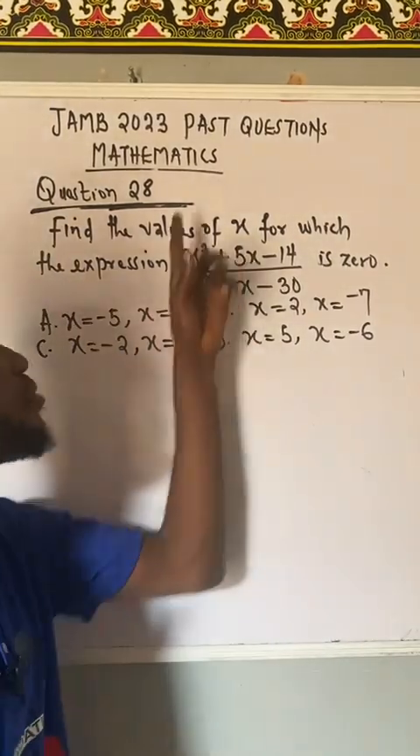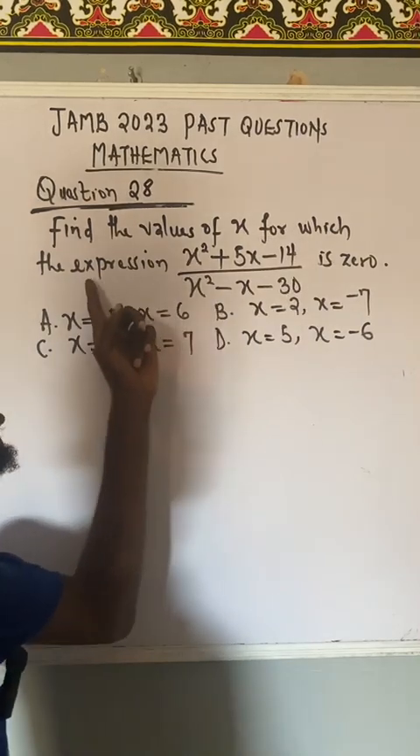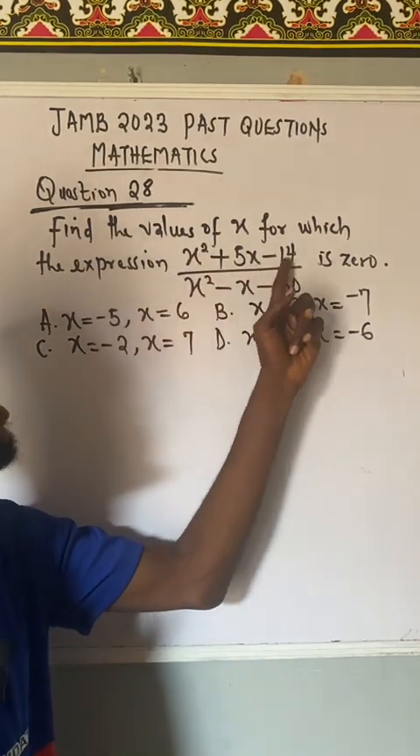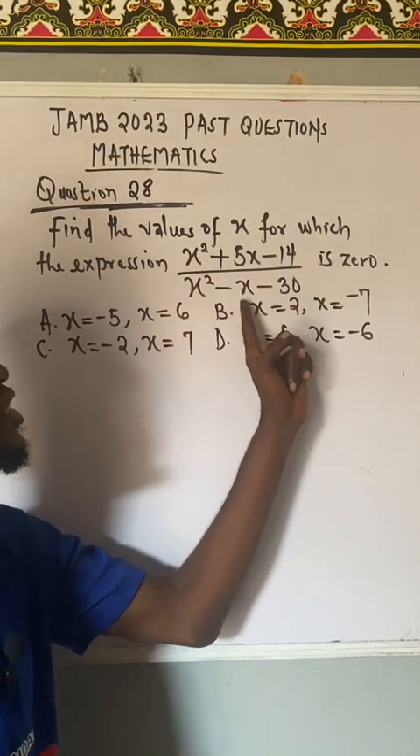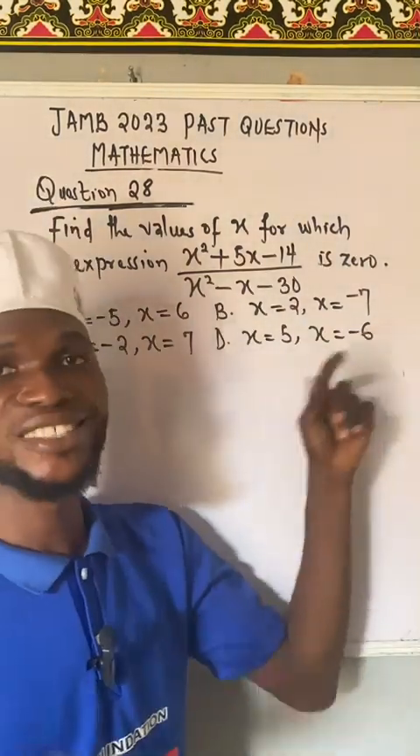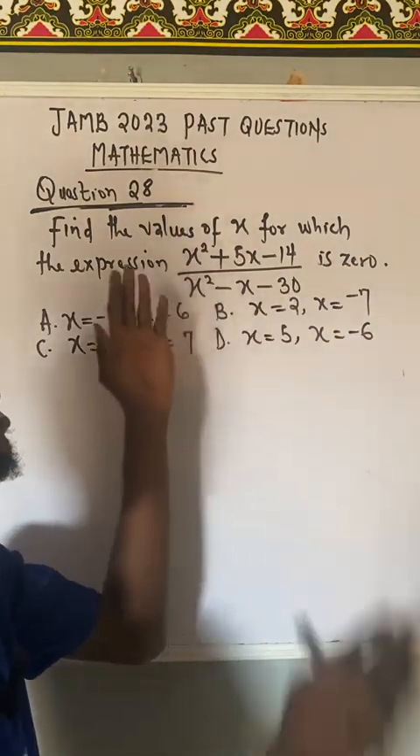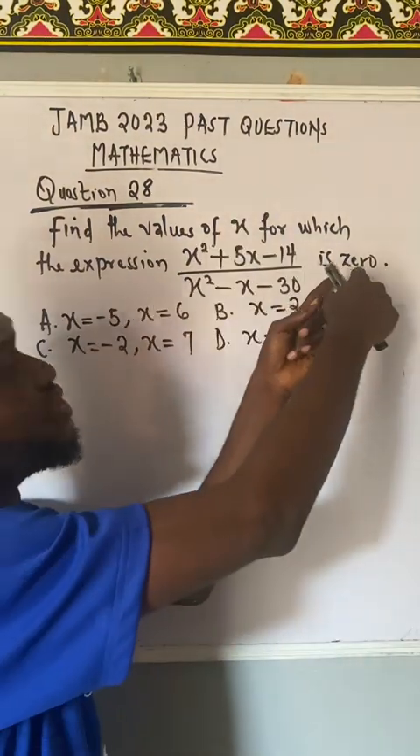Question 28, JAMB Mathematics. Find the values of x for which the expression x squared plus 5x minus 14 over x squared minus x minus 30 is 0. Good. There are two ways this question can come. They can say we should find the value of x that will make this fraction be 0.